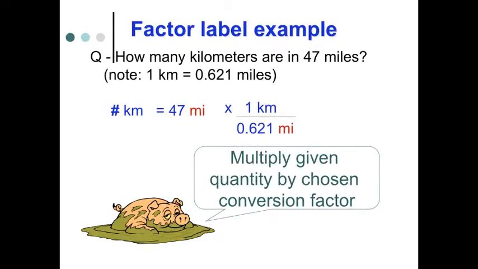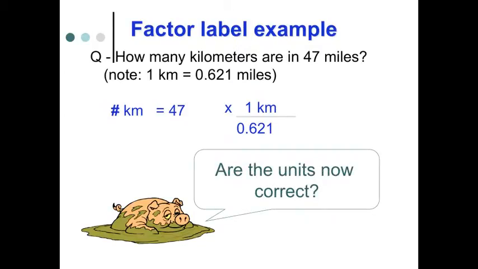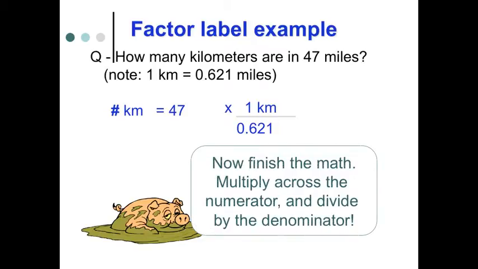So I'm going to multiply my 47 miles times my conversion factor of 1 kilometer is 0.621 miles. The miles cancels out, and my answer will now be in kilometers. I can do the math by multiplying across the top of the equation and then dividing by what's in the denominator. And I get an answer of 75.7 kilometers.